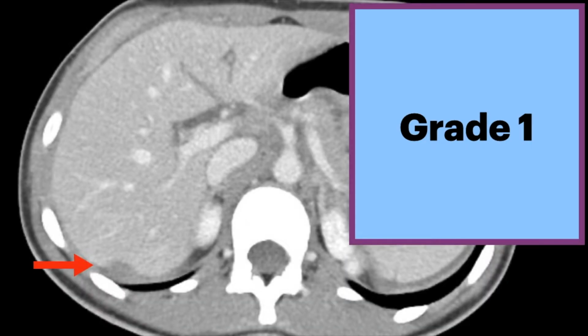Here, in segment 7, there is a subcapsular hypodensity measuring approximately 6 millimeters in depth. It had 55 Hounsfield units in density, in keeping with the hematoma. There was no overlying rib fracture. This is consistent with a grade 1 liver injury.